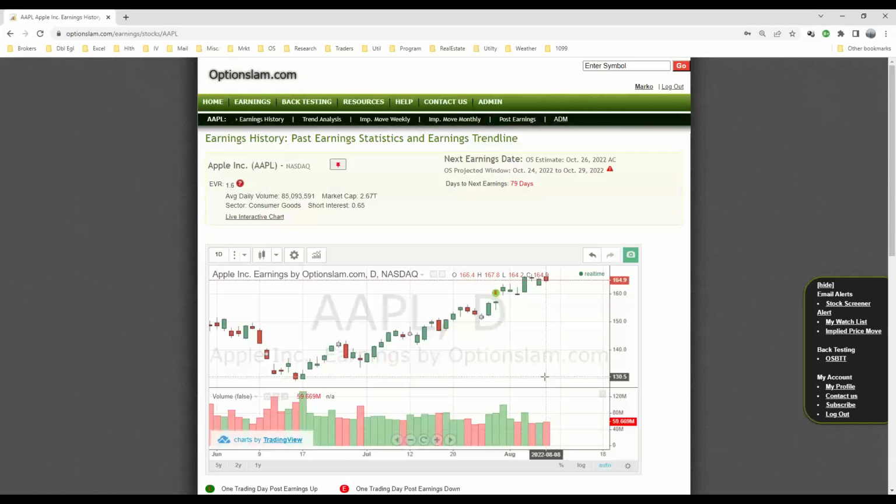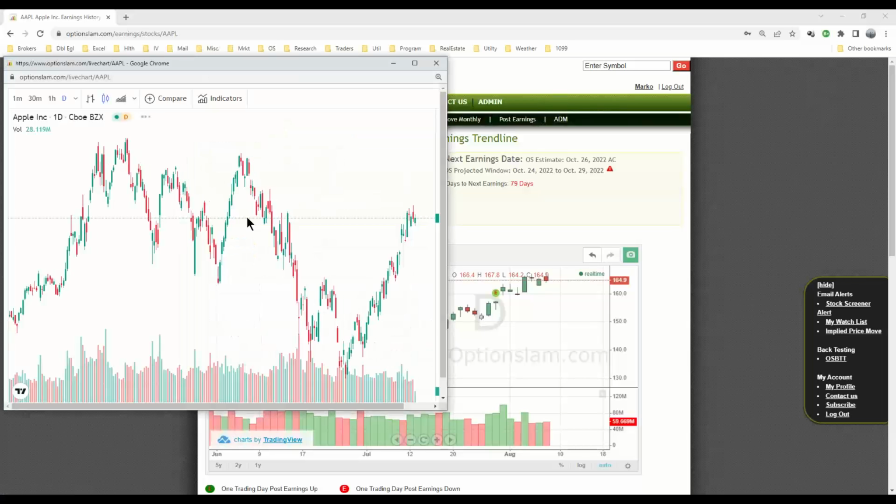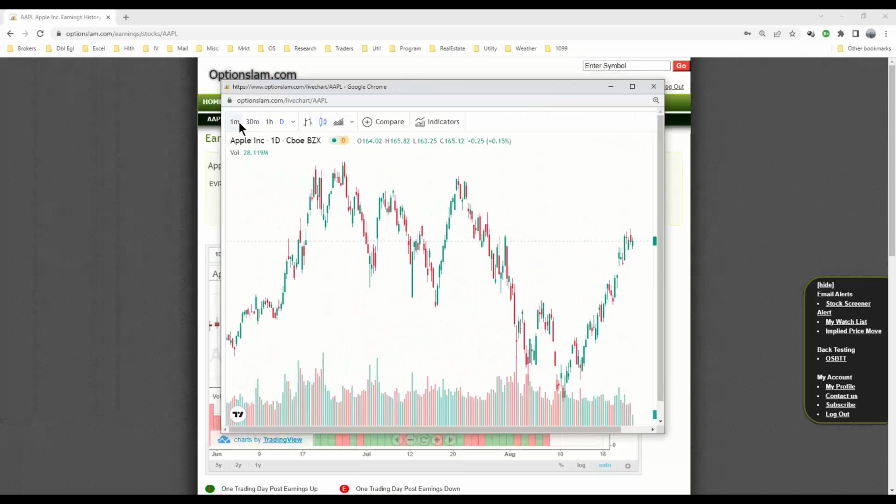If you want to see today's price action without leaving OptionSlam, you can simply click this Live Interactive Chart button here, and this will bring you to a chart that has a default, but it is also customizable, and it becomes a 1 minute chart.